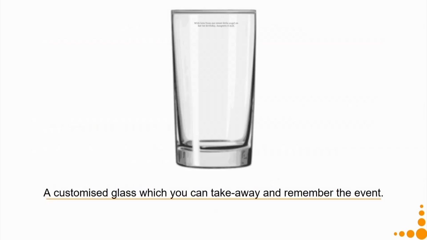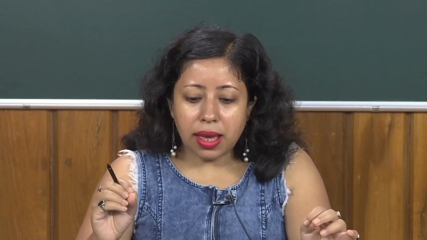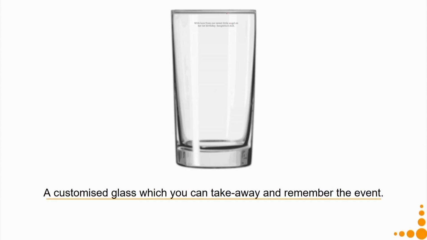Say for example, I call people for a party to my house for the birthday of my child, and I can give every guest who is coming in a glass with something etched on it which helps them to remember the event. So, something like, with love from our sweet angel on her first birthday. So, this can be a personalization; this is just an example of one way of personalizing.